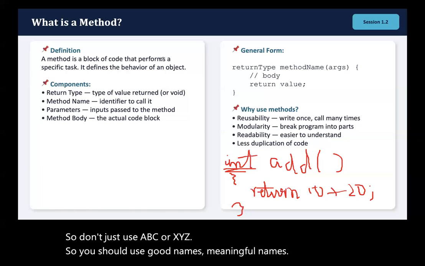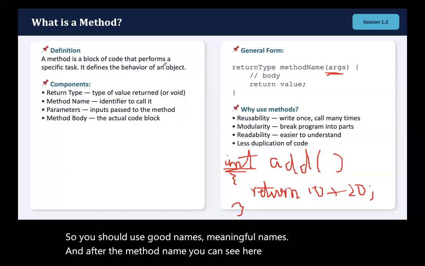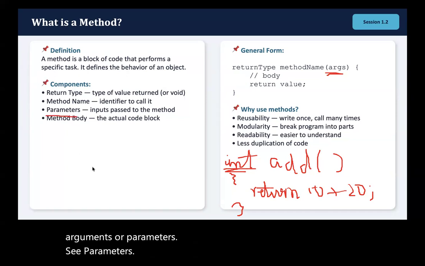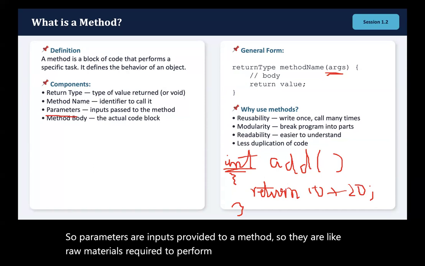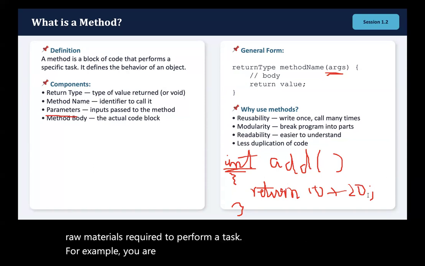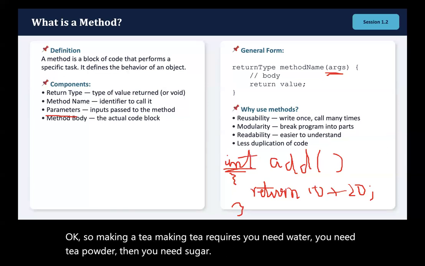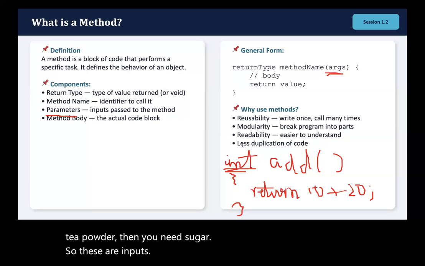And after the method name, you can see here arguments or parameters. Parameters are inputs provided to a method. They are like raw materials required to perform a task. For example, you are making a tea. Making tea requires water, tea powder, and sugar. So these are inputs. Similarly in programming.